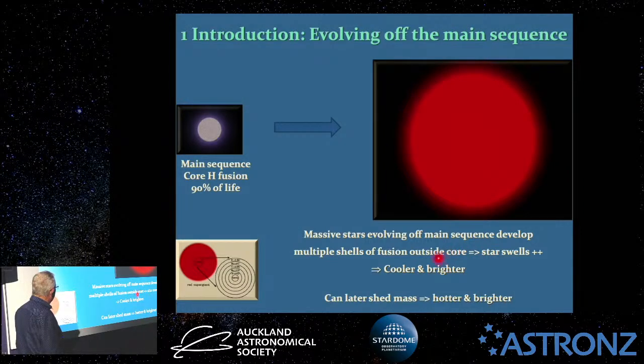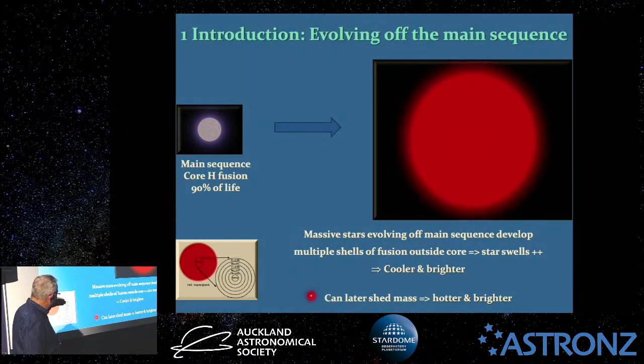So my main point here is they start to swell up, and that makes them much cooler and brighter. Remember, there were 2 things that cause luminosity or brightness. There was the size of something: if something gets bigger, it gets brighter. And if something gets hotter, it gets brighter. These are the main points of evolution of massive stars.